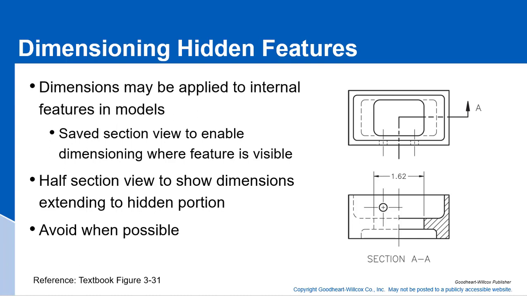And here's a little bit about how to dimension hidden features. Dimensions may be applied to internal features in models. That's kind of why you would use hidden features. If you take a section view, you need to show that. That's the reason why you would take a section view sometimes, just to be able to show features that you can't see from the regular orthographic projections.